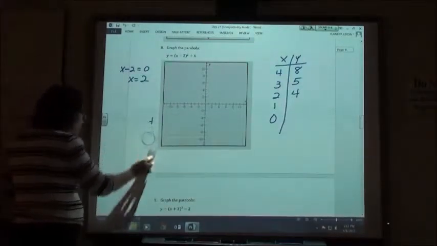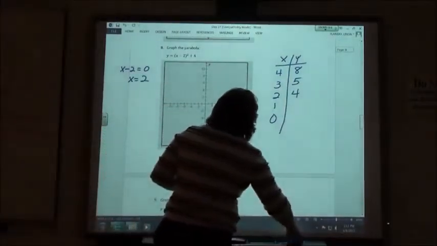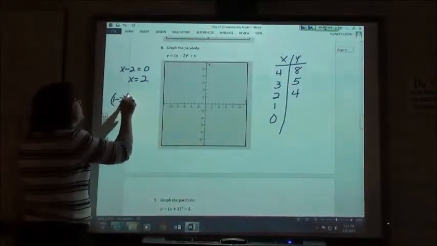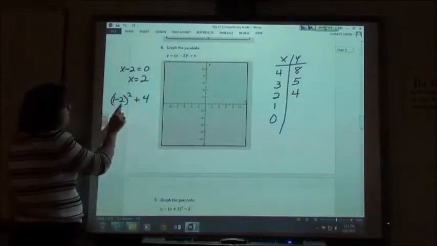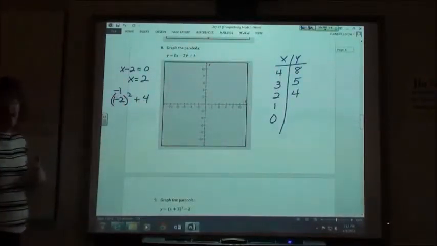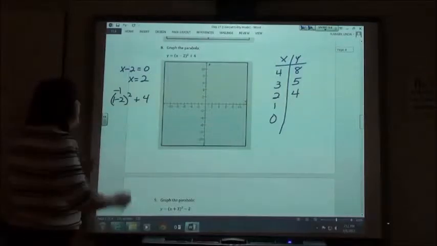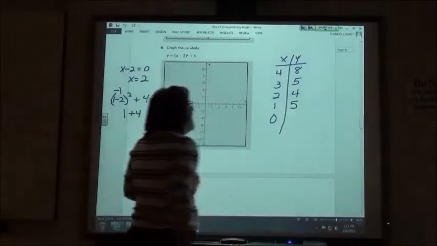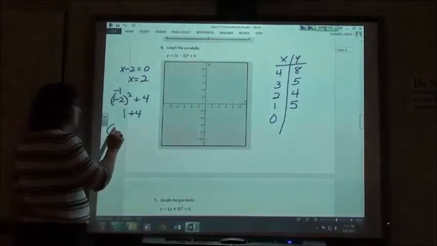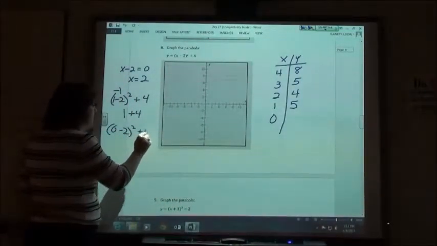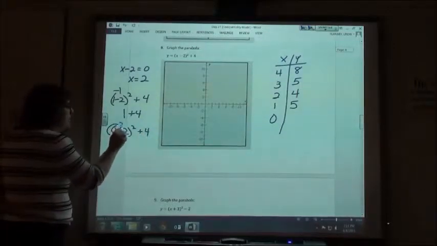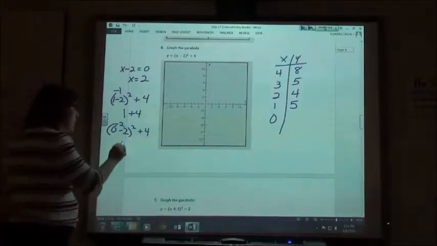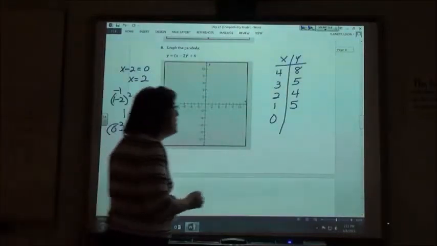Doing my other 2 points. Putting in my 1. 1 minus 2 squared plus 4. 1 minus 2 is negative 1. Negative 1 squared. Negative 1 times negative 1 is positive 1. 1 plus 4, 5. Then I'm going to do 0 minus 2 squared plus 4. 0 minus 2 is negative 2. A negative 2 squared. Negative 2 times negative 2, positive 4. 4 plus 4, 8.